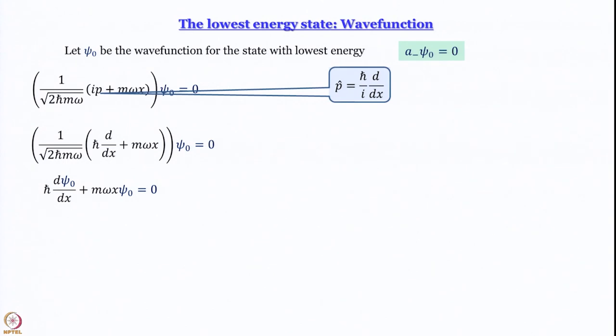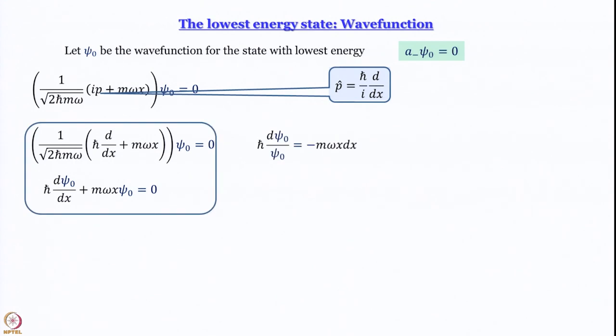Now, let us rearrange so that I have everything in psi 0 on one side and everything in x on the other side. So, this is what I get: h cross d psi 0 by psi 0 is equal to minus m omega x dx. What would the next step be? Pretty obvious. Next step would be to integrate it: h cross integral d psi 0 by psi 0 is equal to minus m omega integral x dx. Simple.